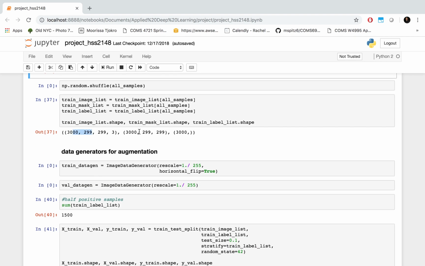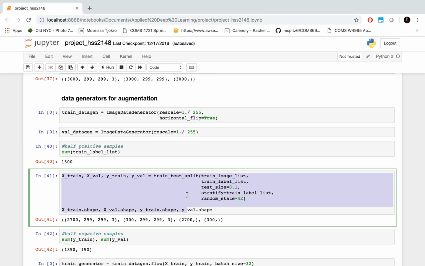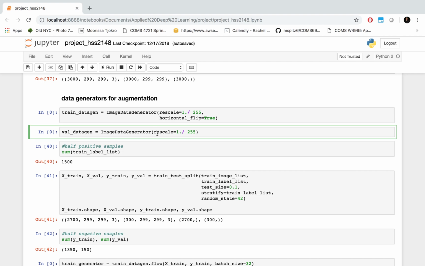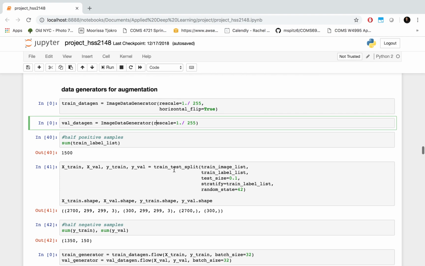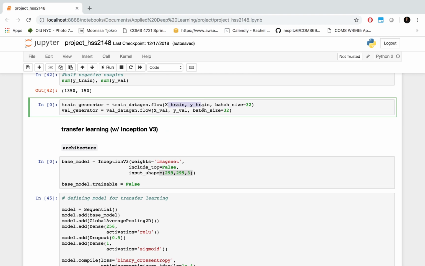These are then shuffled and then split into train and val for the training and validation data generators. As you can see, the training data generator has rescaling and horizontal flipping only, while the validation data generator just has rescaling, which is just normalizing the image. And then we feed the training and validation data to the training and validation data generators respectively with a batch size set of 32.